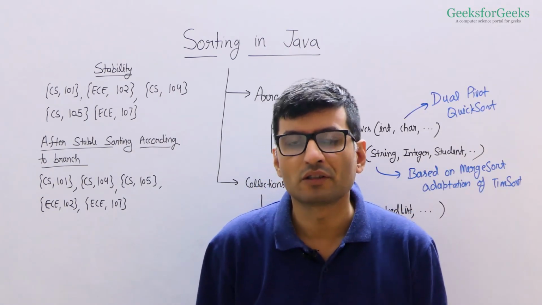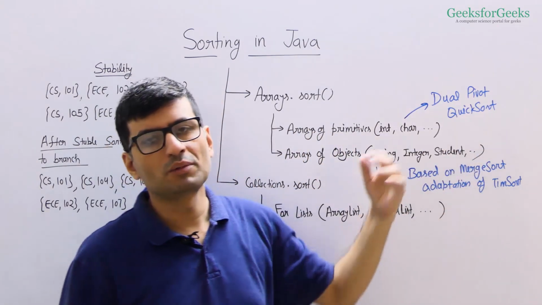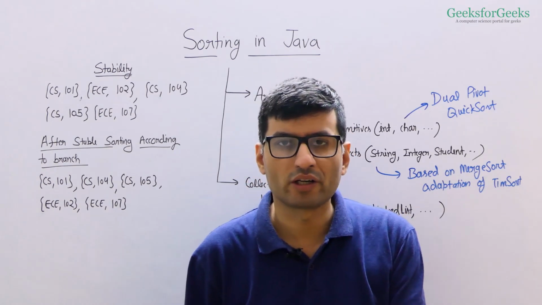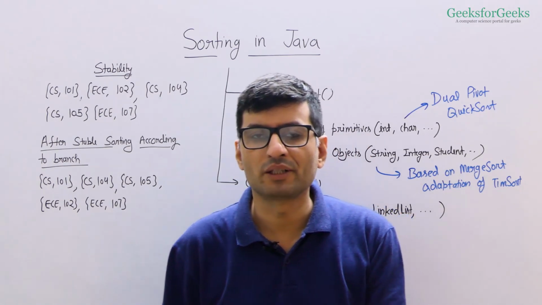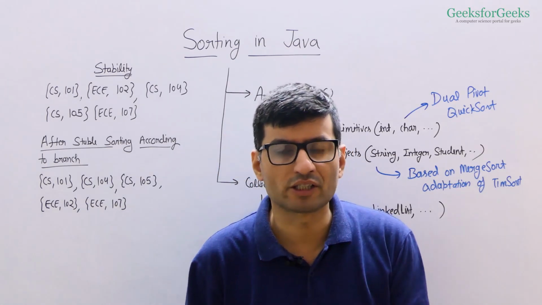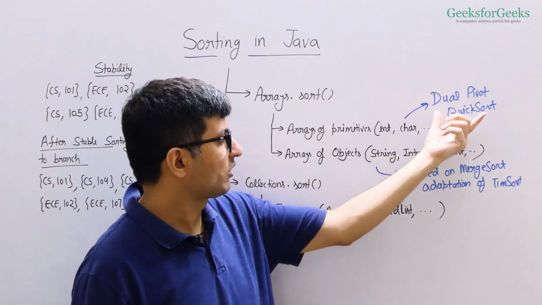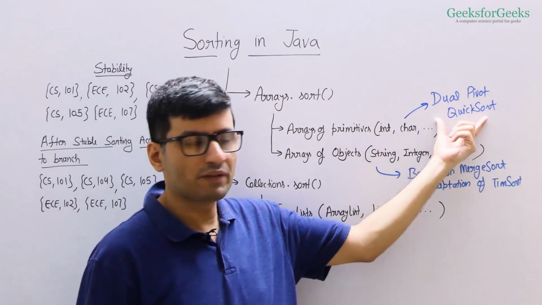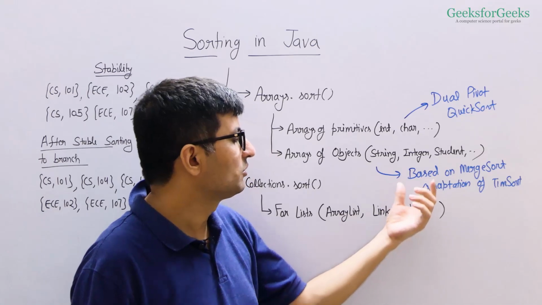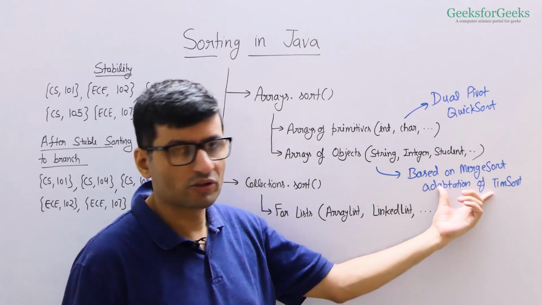The algorithm that is used for primitive types is dual pivot quicksort. Please note that I am mentioning dual pivot quicksort because it is mentioned on the Oracle documentation pages as of July 2020, and they may change the implementation later if better sorting algorithms come up. They use this algorithm for primitives, and it is slightly faster because it does not have to guarantee stability. For non-primitives, they use an algorithm based on merge sort, which is an adaptation of the timsort algorithm.